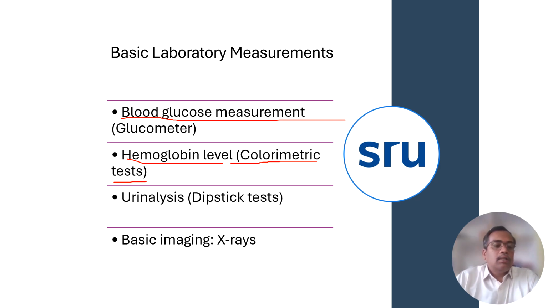Next, urine analysis is another important laboratory test. Dipstick tests analyze urine for sugar. The test we are using here is the dipstick test, which can be used to test for sugar, protein, infection, and kidney disorders.